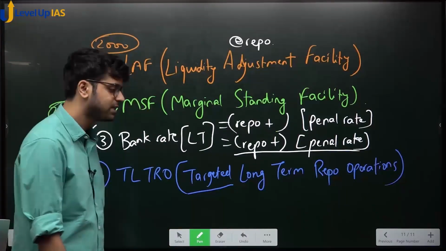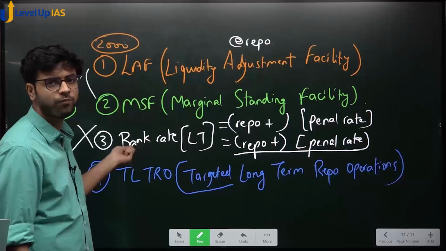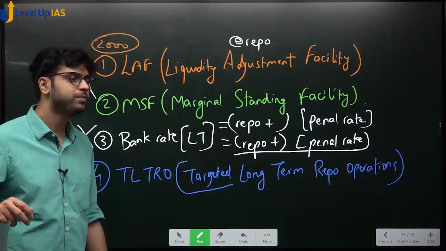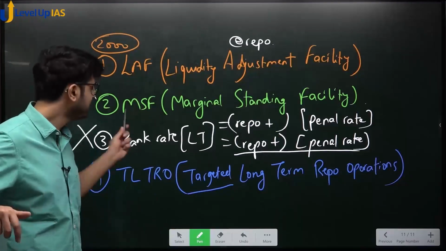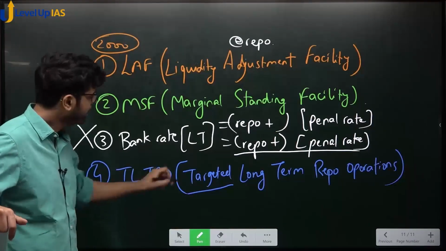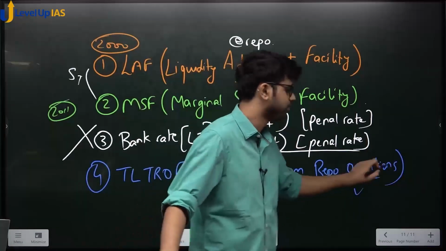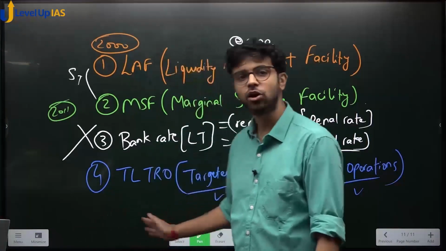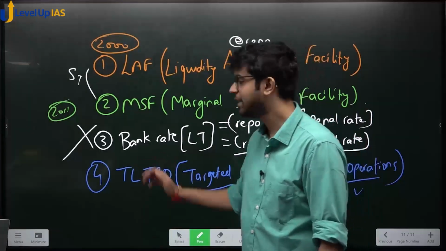So if a bank comes asking for long-term funds, RBI will say no, we don't give long-term funds. The bank says, sir, but I have a customer who has lost, or whose business is shutting down if he doesn't get funds. Then RBI says, okay fine, take it under TLTRO. Targeted understood, long-term understood, repo operations understood. They are in the nature of repo only, but they are targeted long-term repo operations. Last year in my lecture, this was not there because this facility was not there.